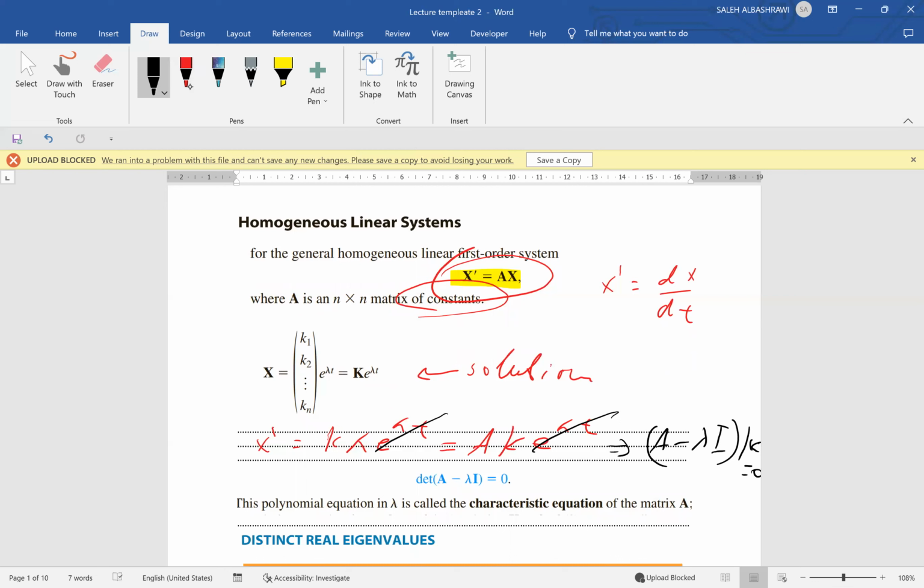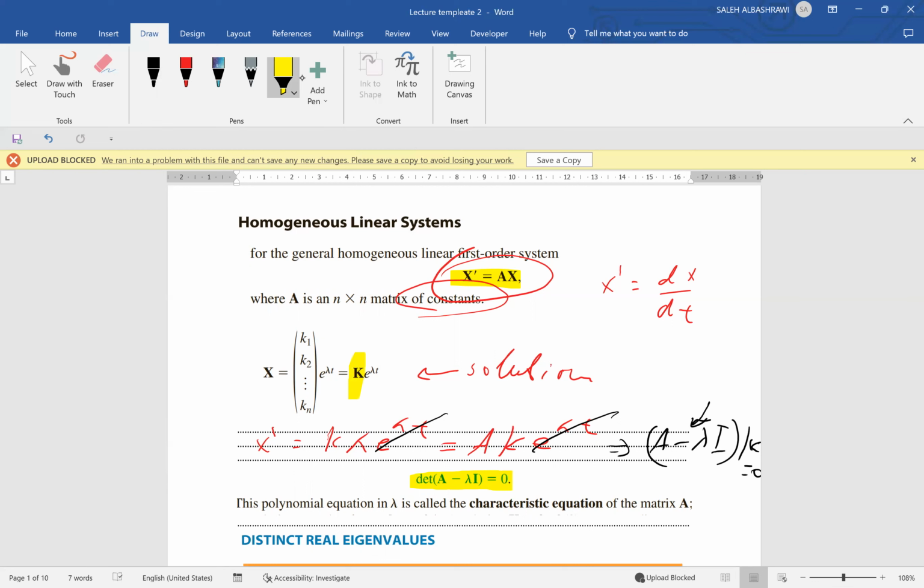So we are looking for this type of matrix, and we need to find its determinant. To find the values of lambda, we have to write determinant of A minus lambda I equal to 0. The solution for this will give me something called the eigenvalue of the given matrix. So the constant lambda is called the eigenvalue, and the vector K is called the eigenvector.